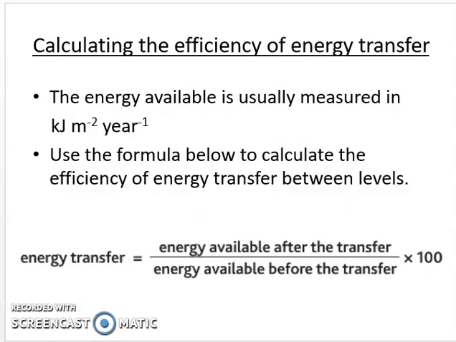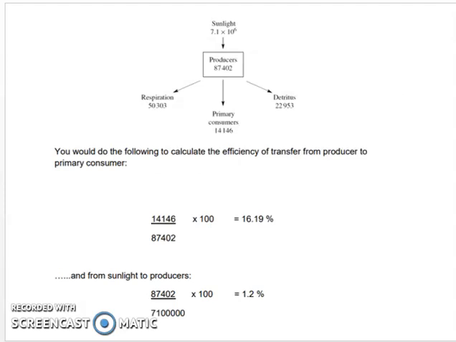So how do we calculate the efficiency of energy transfer? This is one you're going to have to do. We measure the energy available in kilojoules, that's the energy, per metre square in a certain area per year. So it's done like that because if we're going to compare them, we have to have the same unit if we're going to compare all of these things. So how we do the calculation is the energy available after divided by what was available before times 100. So there's a good example in your notes you can see.